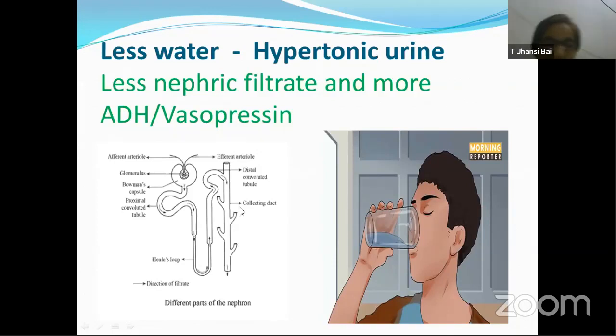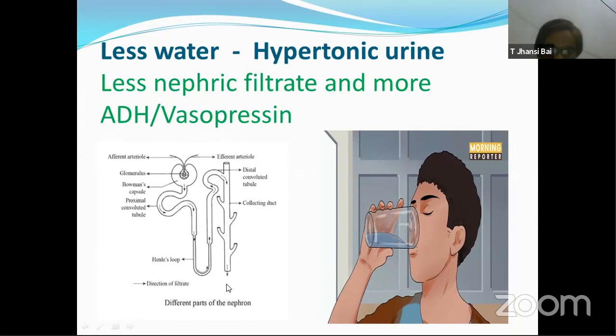When will they realize that these two should reabsorb water? When this hormone is present. So when ADH or vasopressin is released, when this hormone is present, these two reabsorb water. So when water is reabsorbed, hypertonic urine is produced.